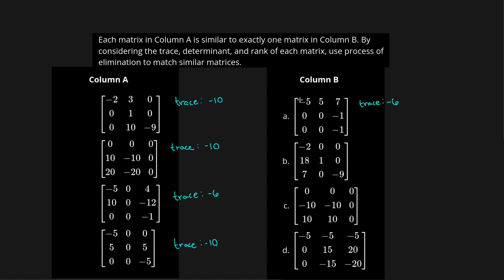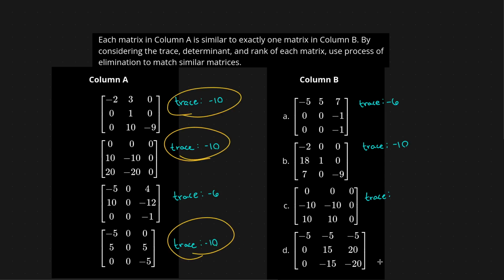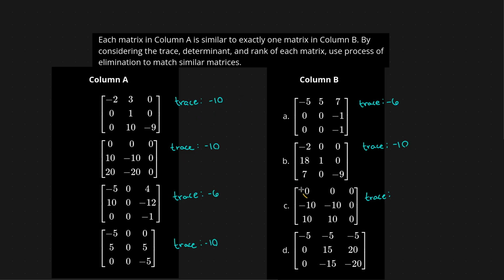We get -5 plus 0 plus -1 is -6, first matrix. For the second matrix, -2 plus 1 plus -9 is -10. And these other ones also better be -10, right? Because we know each one's going to be similar. So if we have 3 -10s in column A, we should have 3 -10s in column B. And we could see, okay, yeah, second matrix is -10, trace of the third matrix, -5 plus 15 plus -20, that's going to be -10. Okay, so checks out.